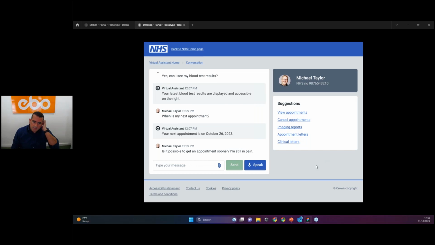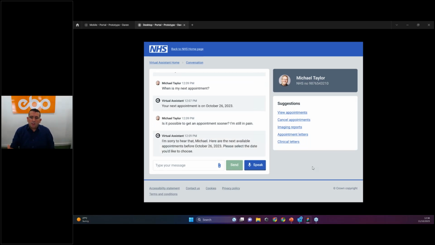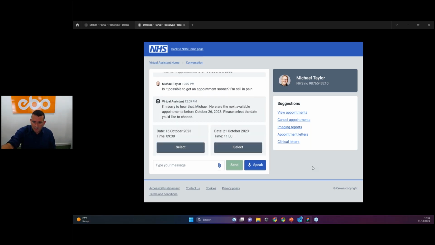Over here, we said, is it possible to get an appointment sooner? I'm still in pain. If you can see on the right-hand side, it's switched back to suggestions. So that's your menu system working as well there. Now, over here, for the purpose of the demonstration, I know many trusts won't actually respond like this, but it's just to give an example. We said, look, here are next available appointments.